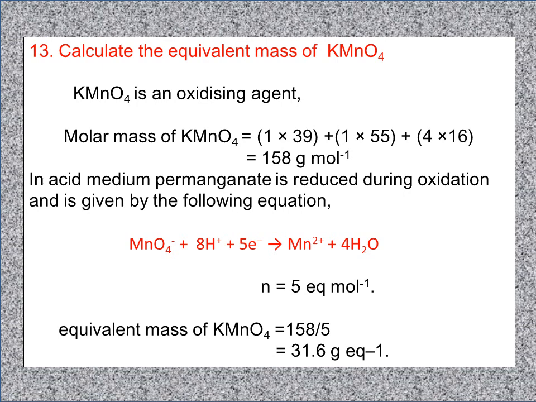So how many electrons are involved? Plus 7 to plus 2. Yes, MnO4- gained 5 electrons to become Mn2+. That means here the equivalence factor n value is 5. So the equivalent mass is nothing but molar mass, which is 158, divided by equivalence factor, which is 5. Totally when you divide, you will get 31.6 gram per equivalence as the equivalent mass of KMnO4.